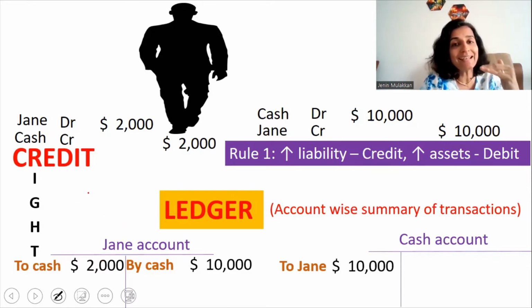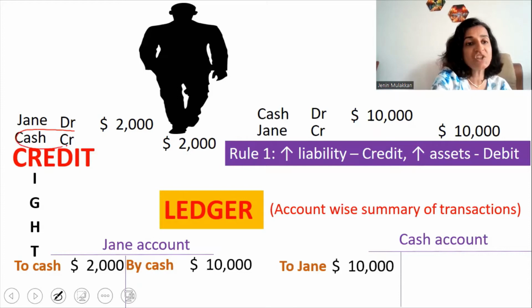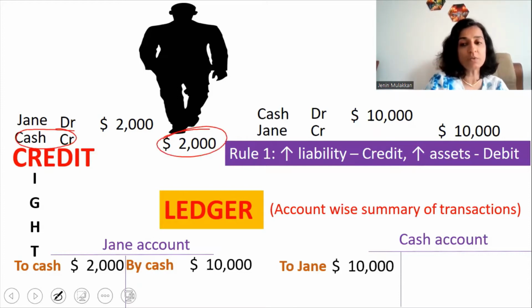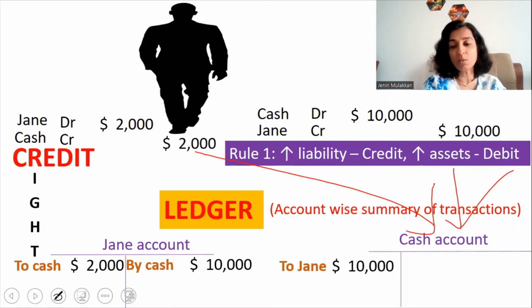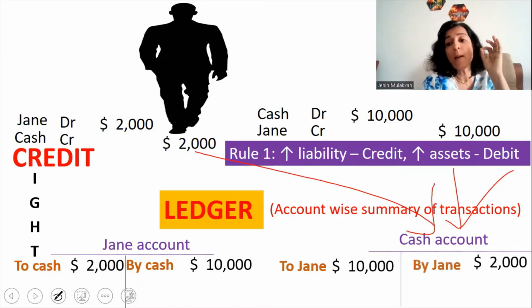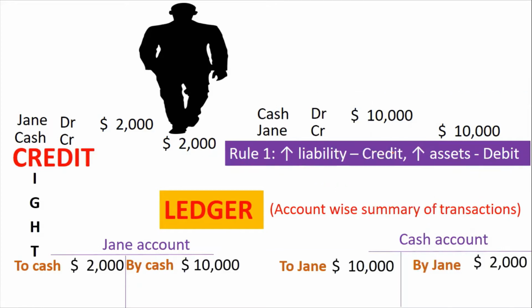Now coming to the second aspect of the transaction. Cash account has been credited with $2,000. So credit always comes on the right side of the account. So in the cash account on the right side, you have to credit it with $2,000. And what is the explanation that you have to write? By Jane. Now all that we have to do is balance the account.